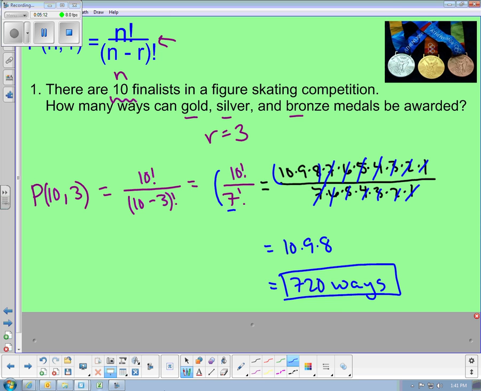Now, the reason this is one where order is important is because gold is different than silver, which is different than bronze. So it does actually make a difference what medal you get and what order they're placed in.